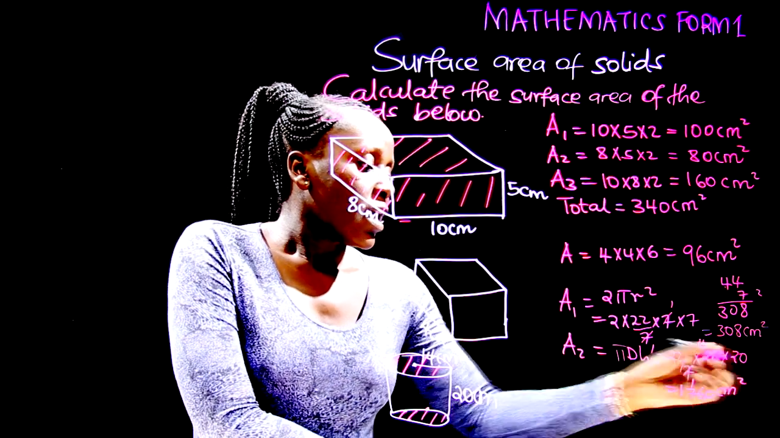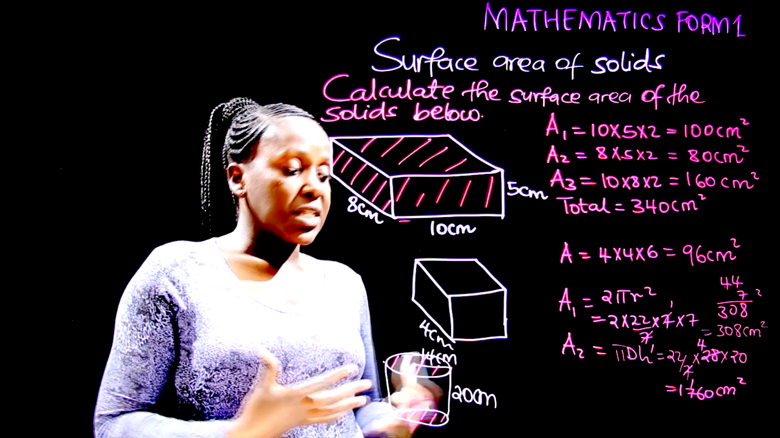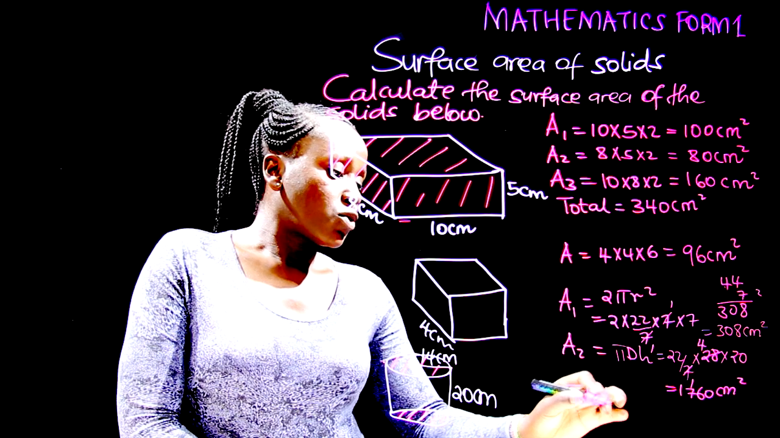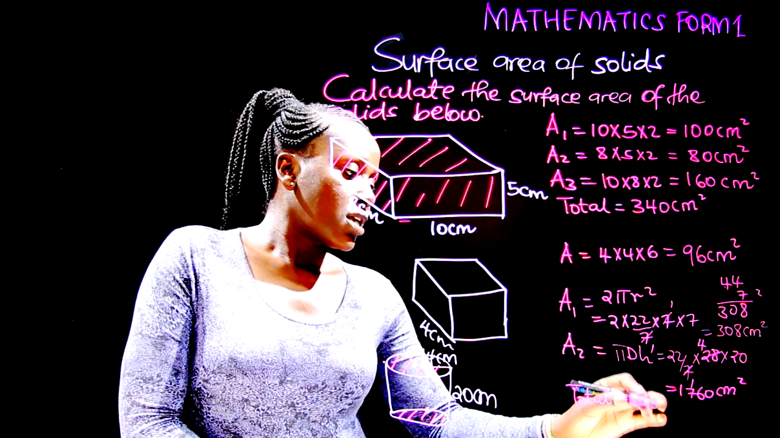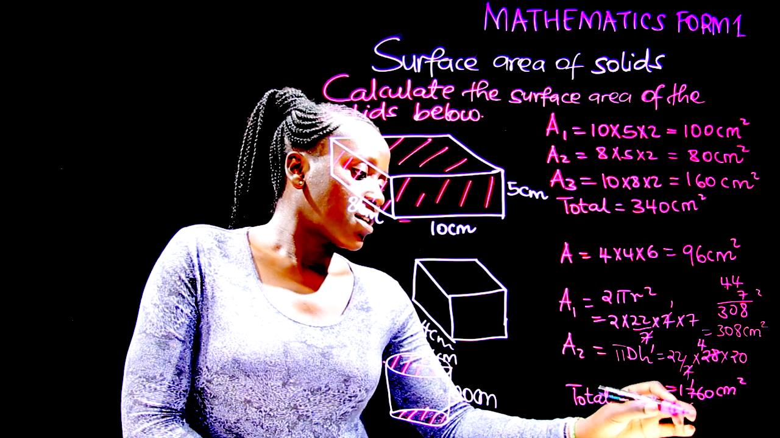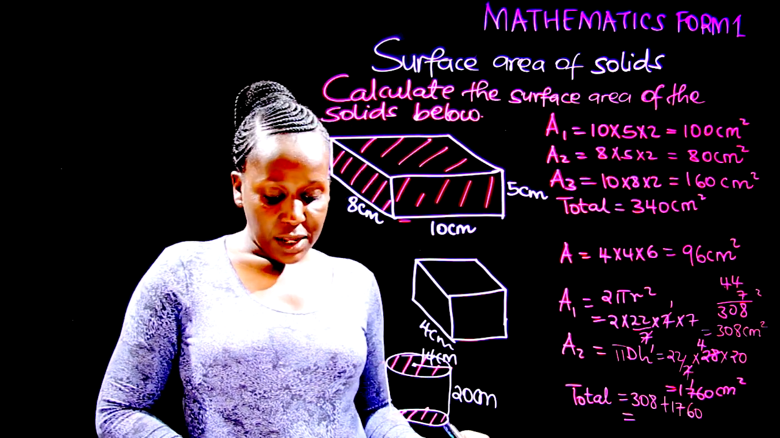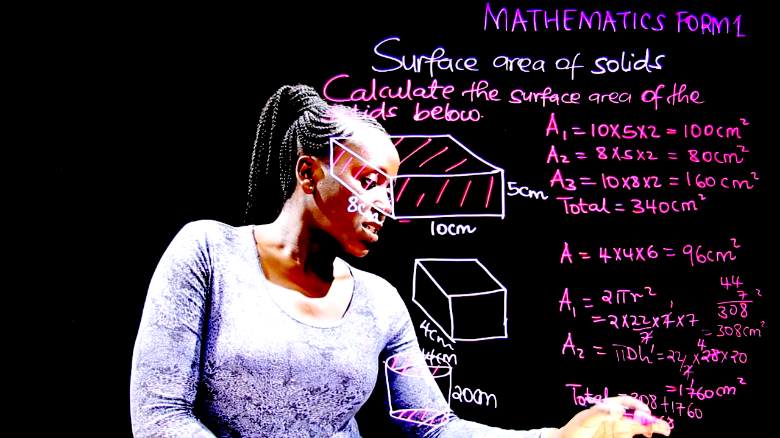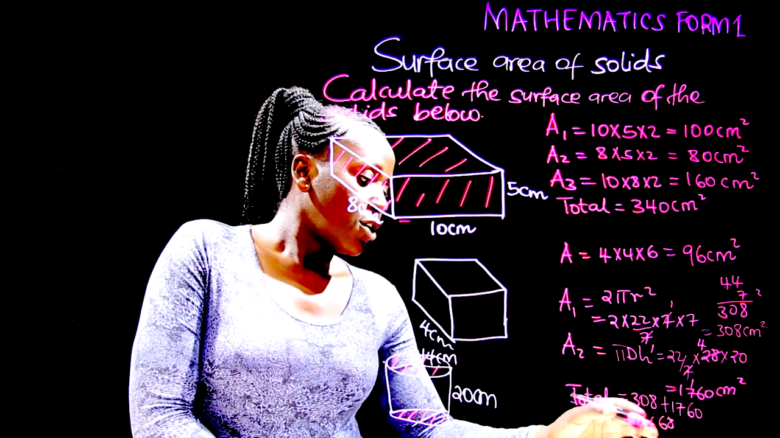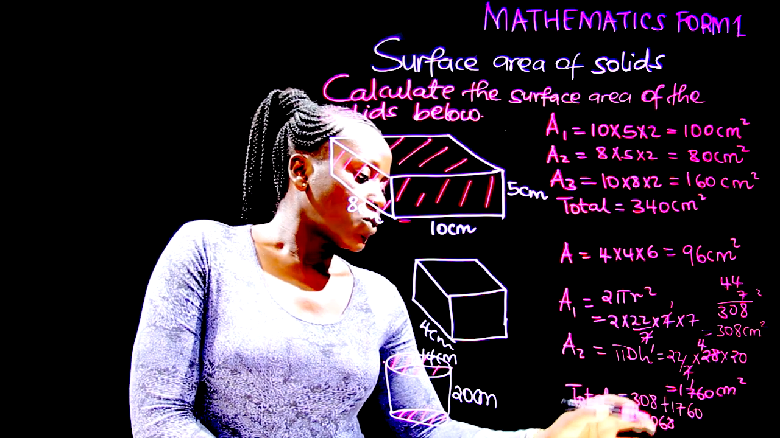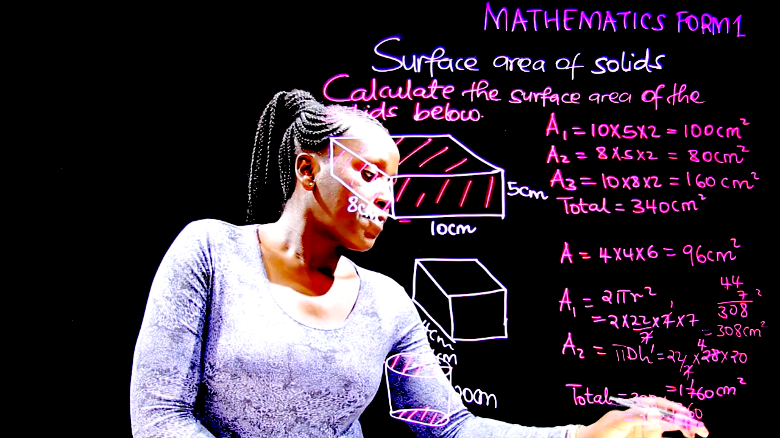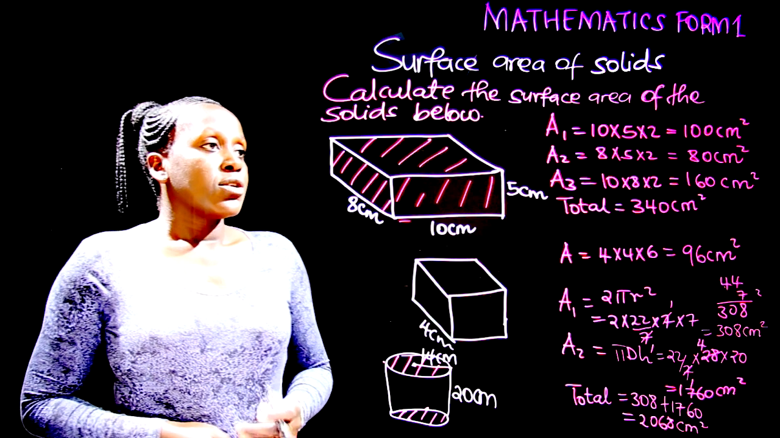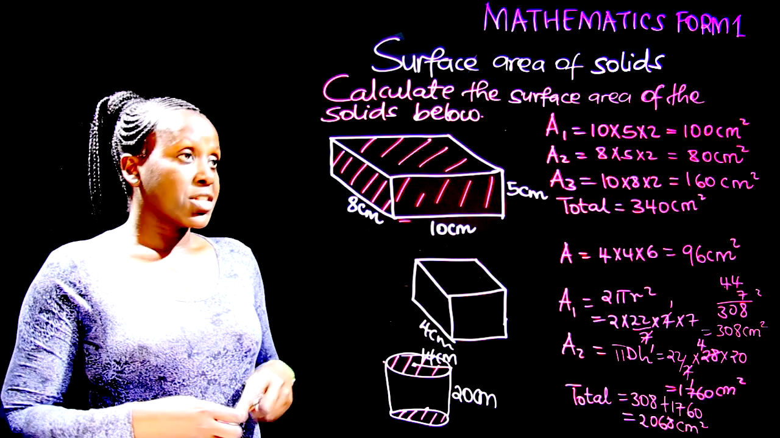centimeter squared. Now that we have the area of the faces in a cylinder, we can get the total surface area, which is going to be equal to 308 plus 1,760, and this will be equal to 8 plus 0 is 8, 0 plus 6 is 6, 3 plus 7 is 10, so 0 carry 1 plus 1, 2. So 2,068 centimeter squared.